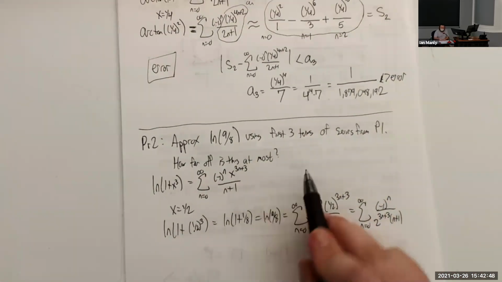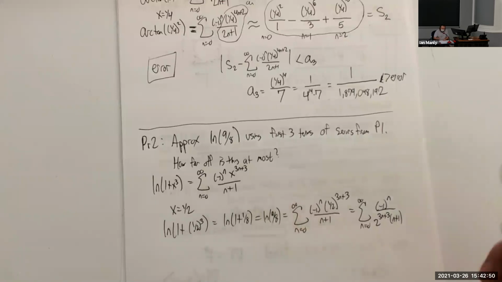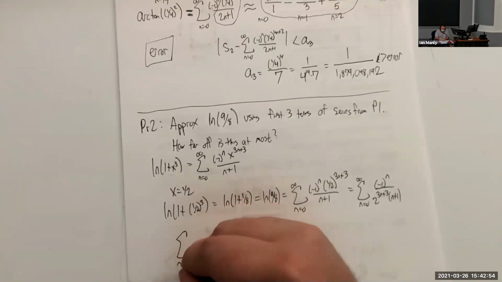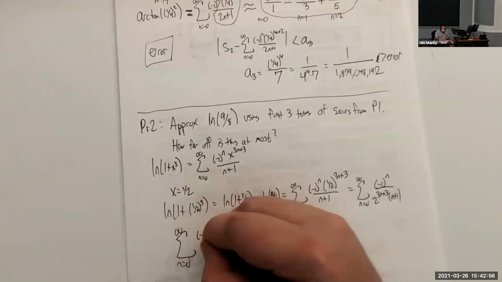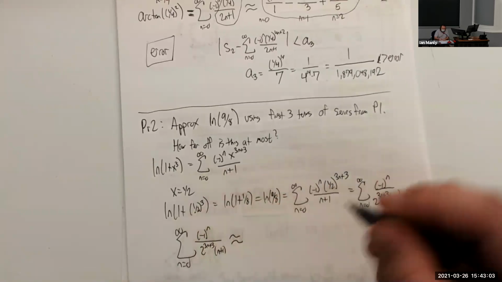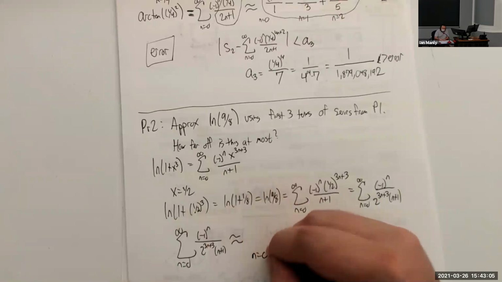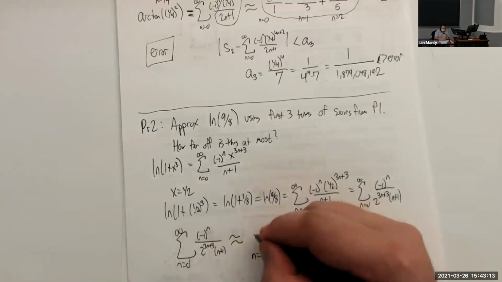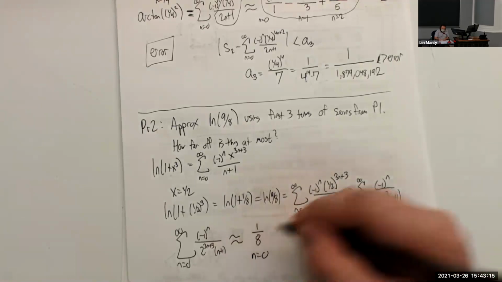Okay, now we want to use the first 3 terms of this series. So let's write this again and then do an approximation. -1 to the n over 2 to this power, n plus 1. That's approximately equal to, all right, our series starts at 0, so let's do that. So we put 0 in here. We have 1 over 2 cubed times 1. So that's going to end up being 1/8.